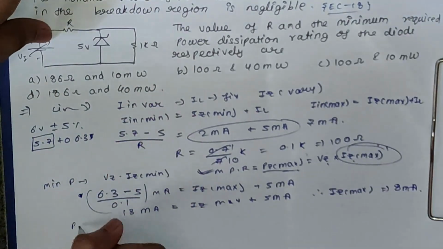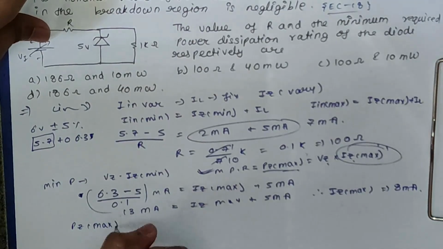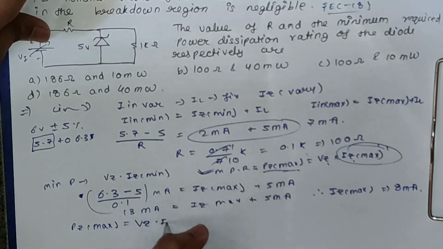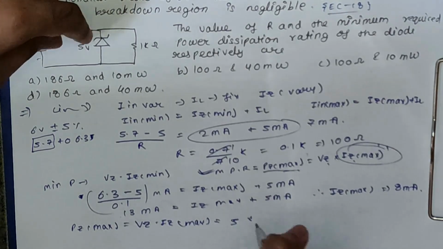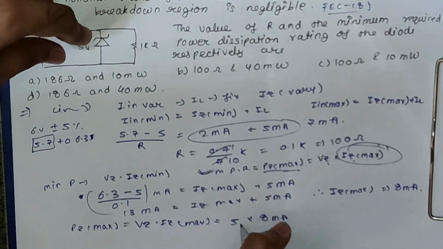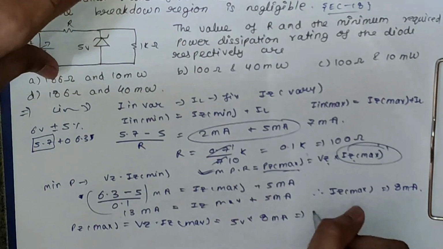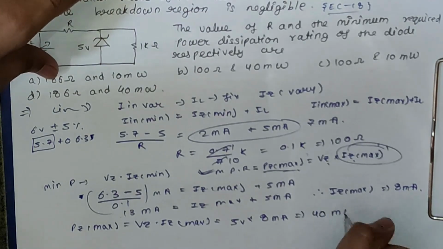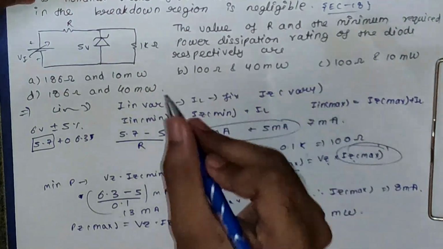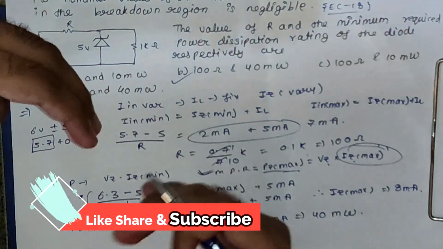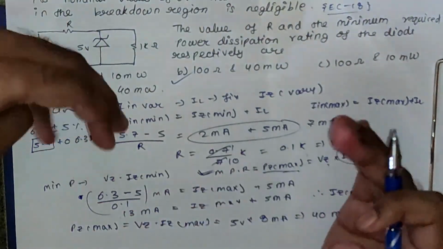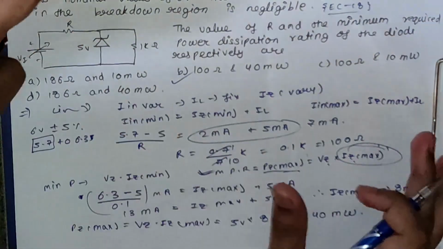Now we use the Pz max formula. It is Vz into Iz max. Vz is 5 volt, multiplied by 8 milliampere. So we get 5 eights are 40 milliwatt. You can see the correct option will be B. If you try to narrow things down as much as possible, you will get to your answer very quickly, very easily, and without making any mistake.